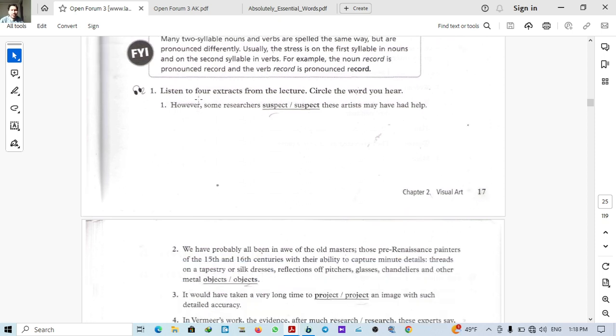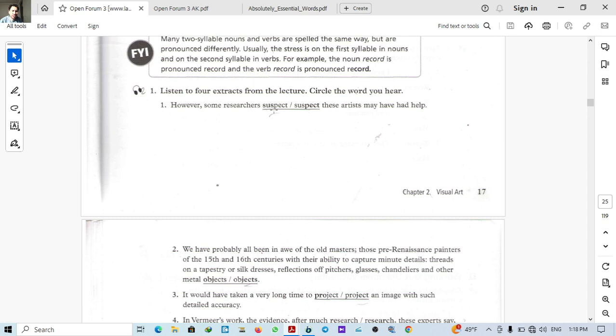So down here, lesson 2, extracts from the lecture. Circle the word you hear. Again here, you have got some words whose noun and verb forms are the same. So they are spelled the same way. However, they are pronounced in different ways. So just listen and think. For example, here, number 1, however.